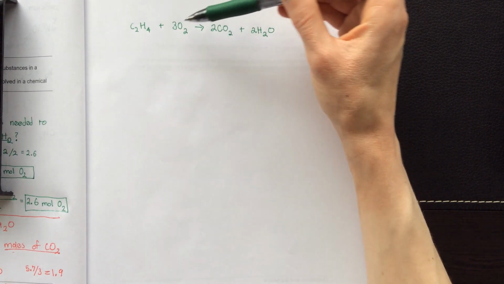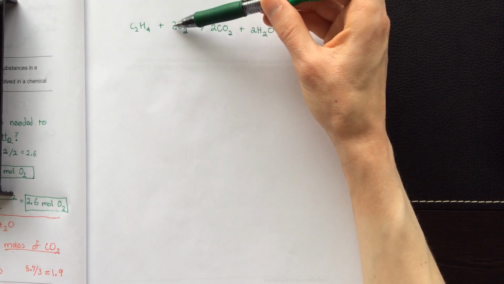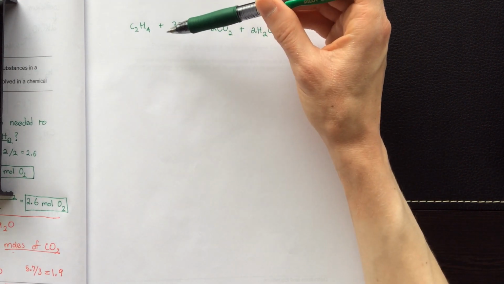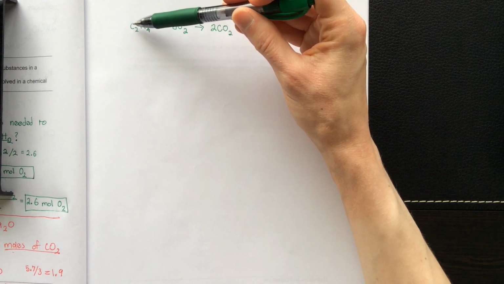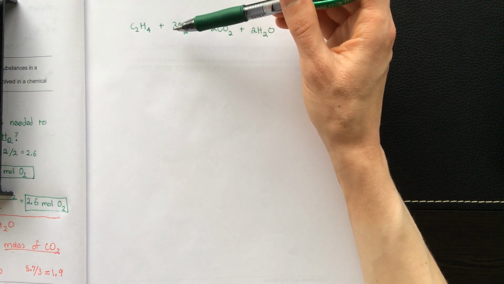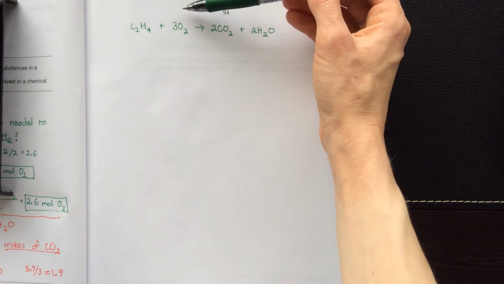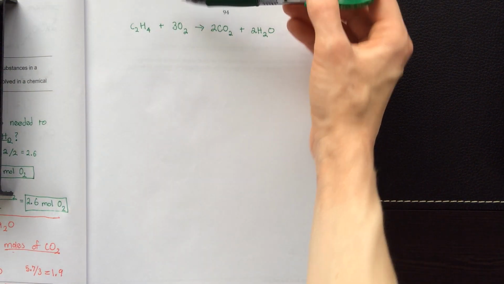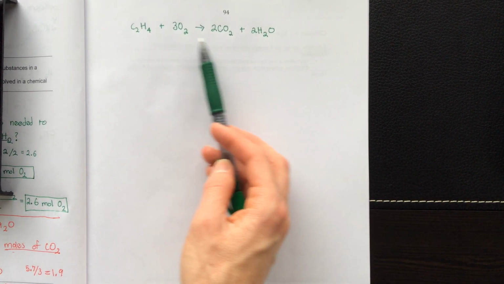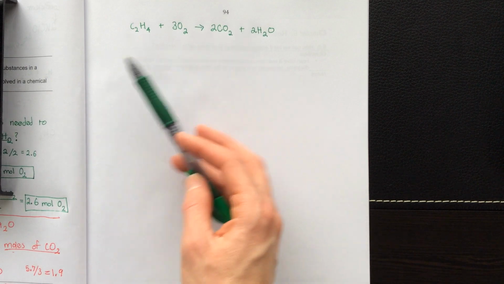These coefficients, they don't tell us grams. These only work for a number of molecules, a number of moles. So this tells us in this reaction, if I have 1 mole of C2H4, I need 3 moles of O2. It also tells us if I have 1 molecule of C2H4, I need 3 molecules of O2, but it doesn't tell us grams. This is all about number of molecules, not about mass.